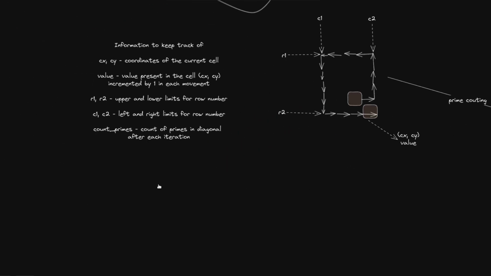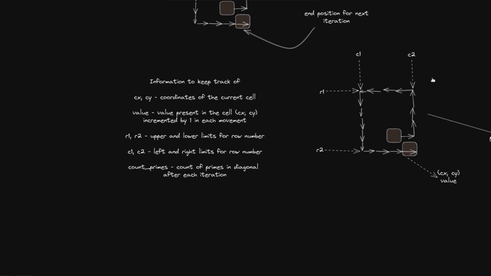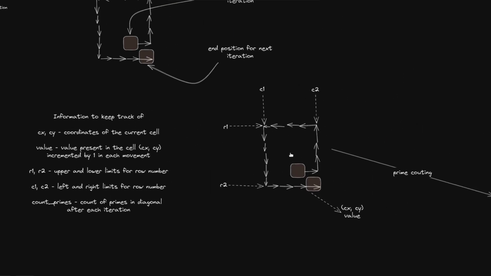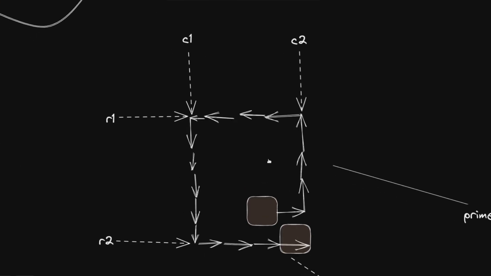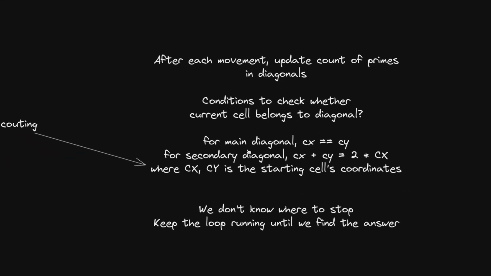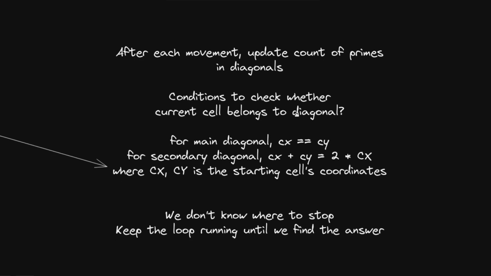And Cx, Cy and value are the position of the cell that we are currently at and what is the value in that cell. And we also need to know what are the count of prime numbers in the diagonals of each iteration. So once we add a layer, while adding the layer itself, we are going to increment the count if we find that the cell is currently on any diagonal. So let's also see how we are going to check whether the cell that we are currently at is a diagonal or not. So after each movement, we are going to update the count of primes in the diagonals.